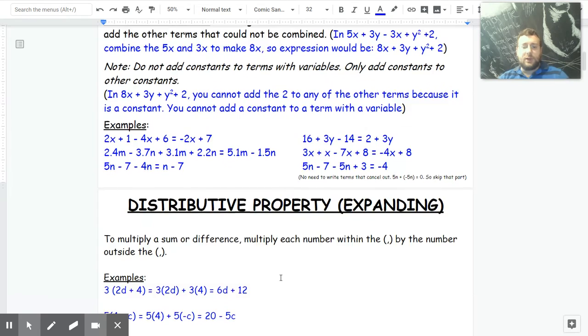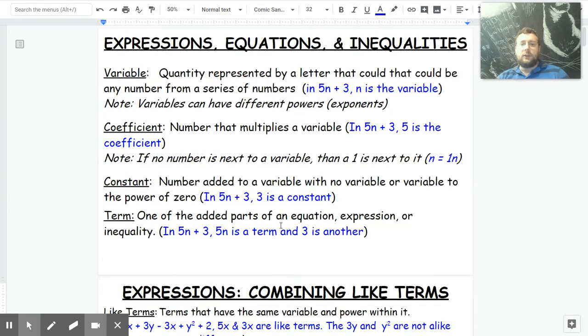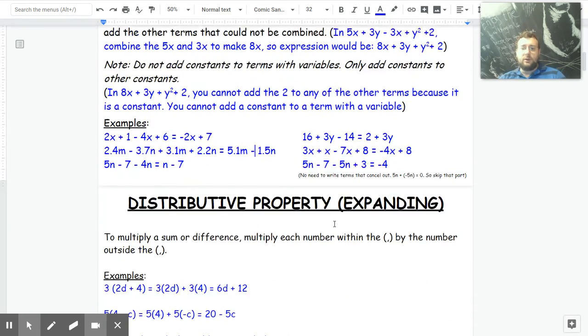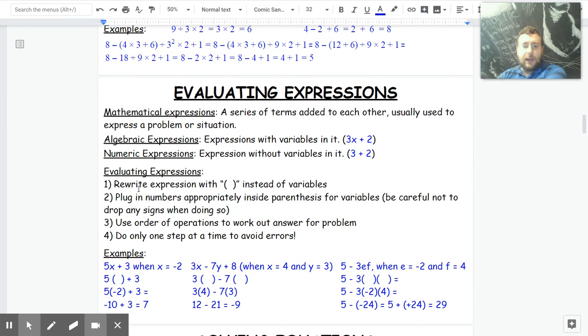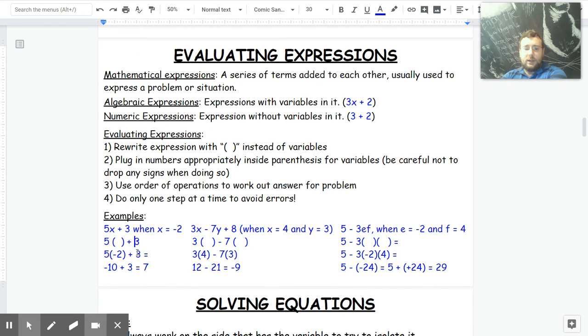To evaluate expressions, all you need to do is plug into the expression the number that you're trying to solve for. I like to do that by rewriting the expression like you see here in the examples, with parentheses in place of the letter. Then you replace the letter with the value that the problem gives you. Like in this example, x is negative 2, so I put the negative 2 instead of the x. And then you operate following the order of operations, doing only one step at a time to avoid errors.